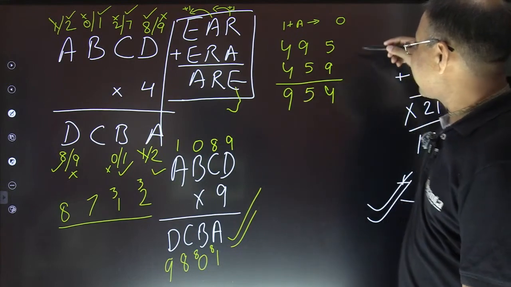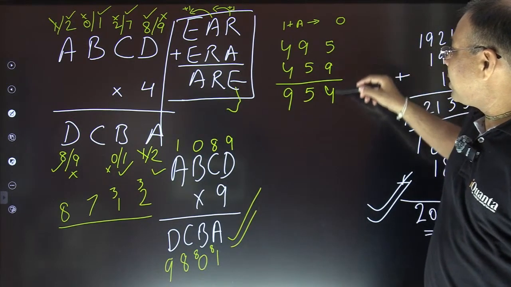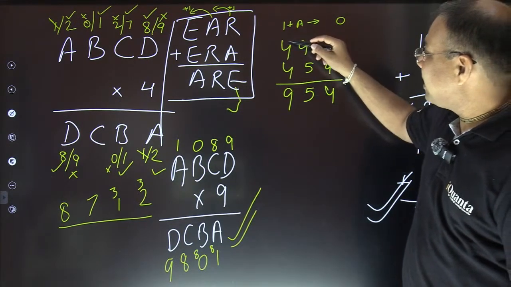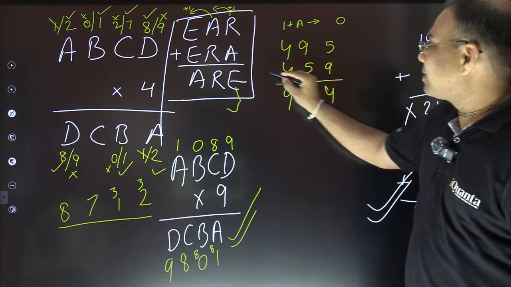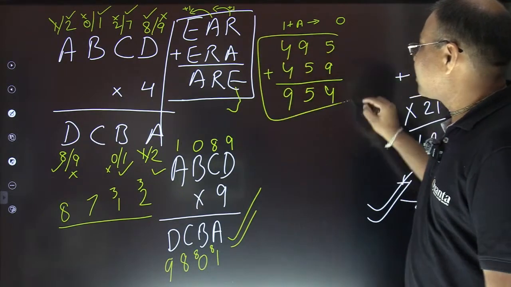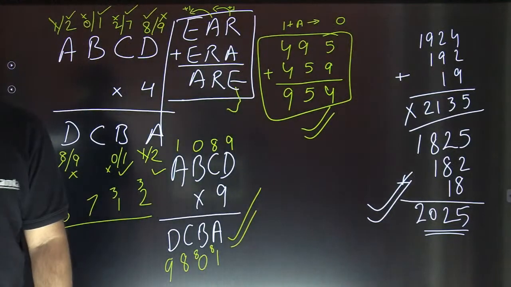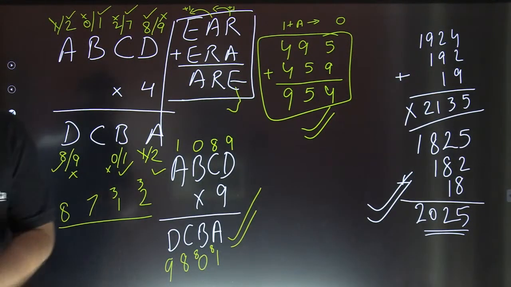ठीक है ना? Let's check now. So 5 plus 9, 14 का 4, 1 carry. 1 plus 9, 10, and 5, 15 का 5, 1 carry. 1 plus 4, 5, and 4, 9. So that's the right answer. Is it okay? So that's the way to think.